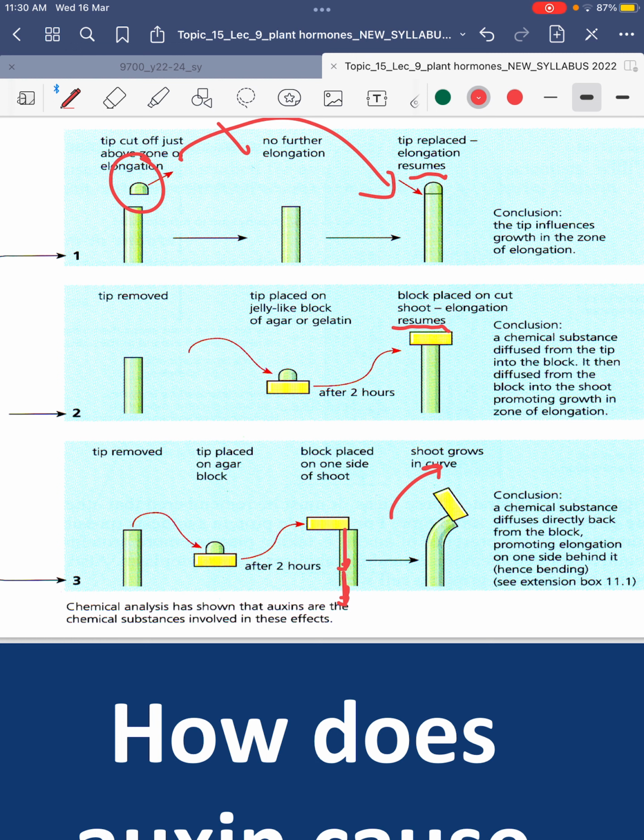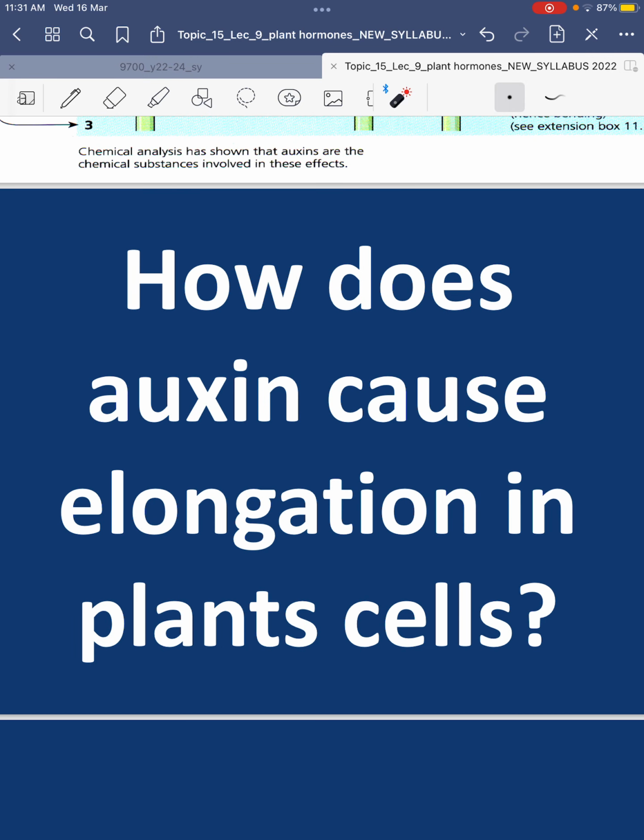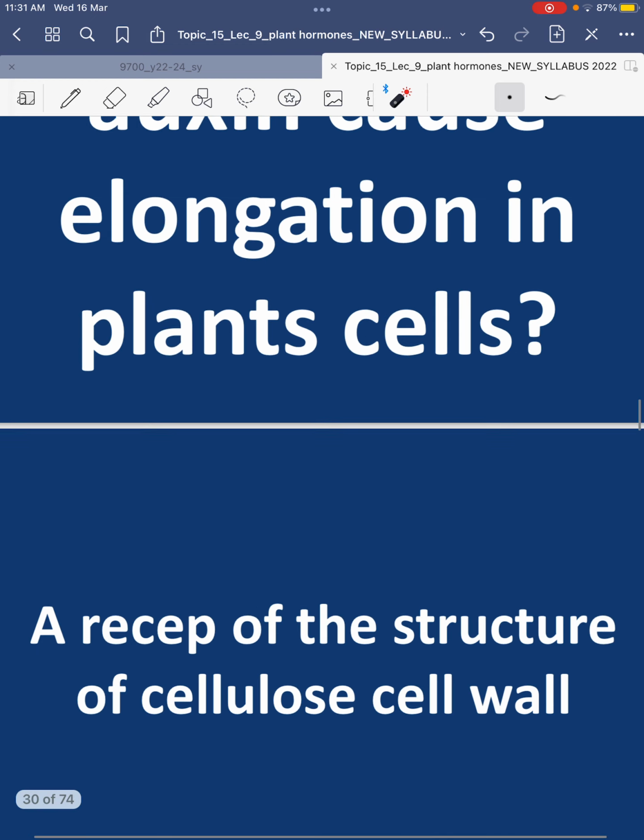So it will curve, because this area here will expand more, and so it will move to the right hand side. So the question that we should be asking: how does this auxin cause elongation in plant cells?